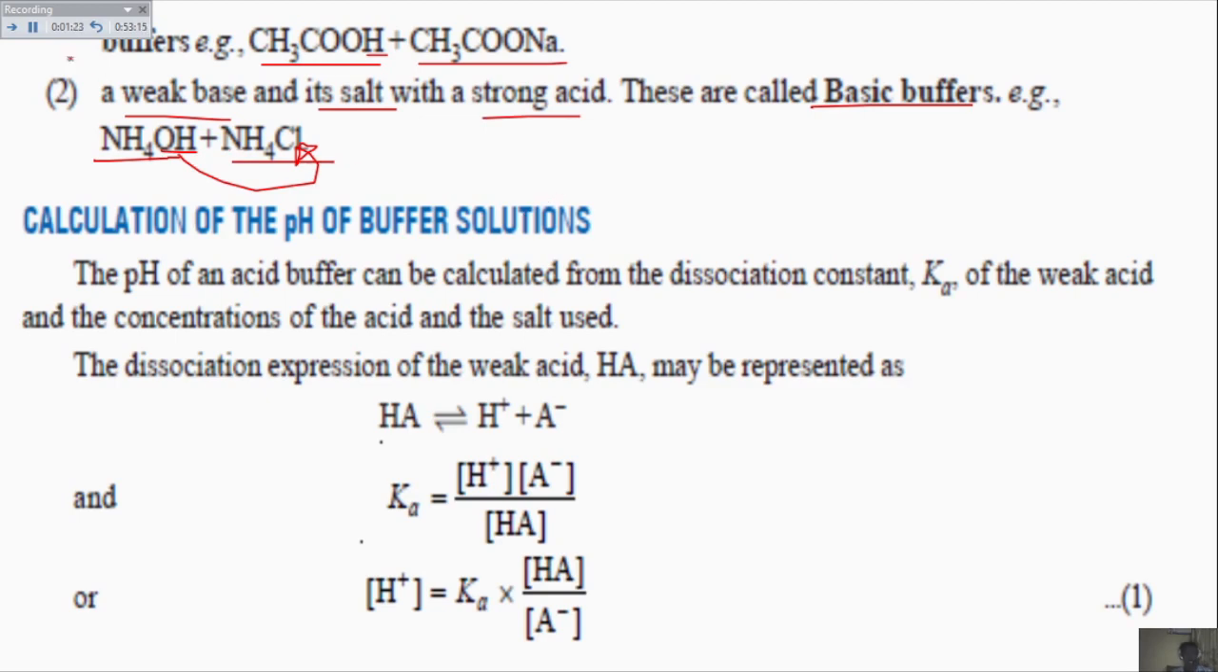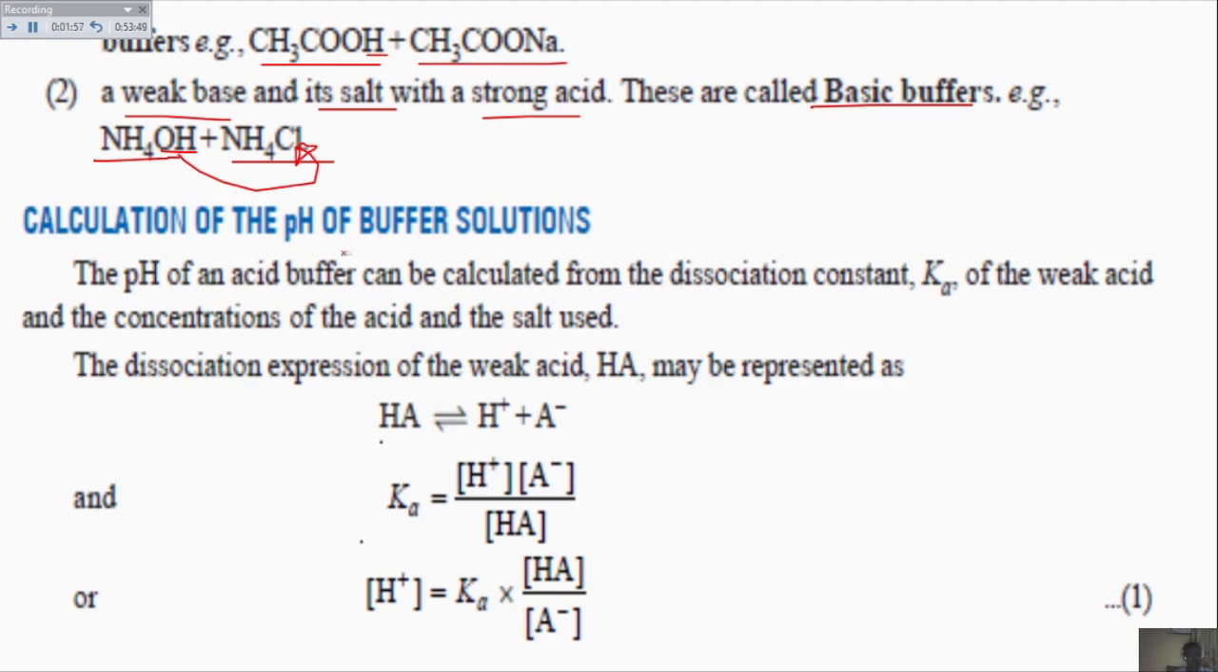Let me take it again. A weak base and its salt with a strong acid are called a basic buffer. An example is ammonium hydroxide, which is a weak base. Its salt is ammonium chloride, meaning the OH has been replaced with Cl. You can then add a little strong acid to it without changing the pH of the solution.